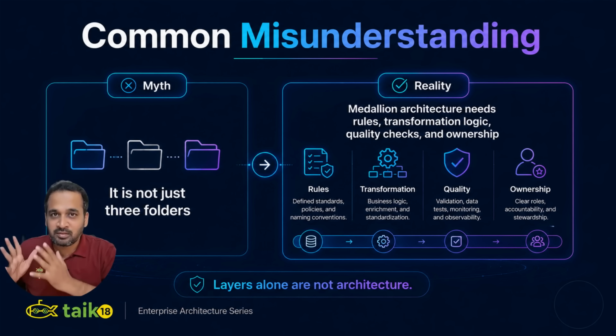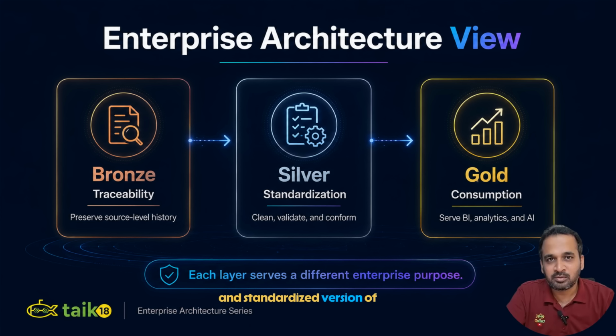From an enterprise architecture point of view, Medallion architecture is more than a technical pattern. It is a governance and reuse model. Bronze answers the question, what did we receive from the source? Silver answers the question, what is the cleaned and standardized version of this data? Gold answers the question, what business-ready data product can be consumed?